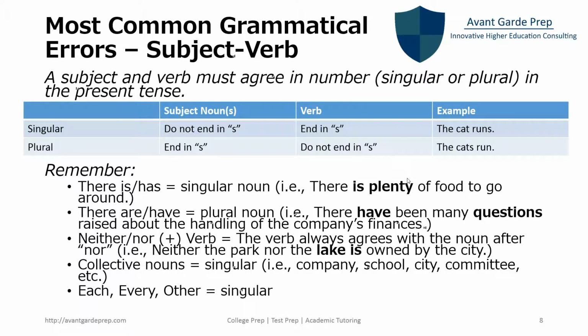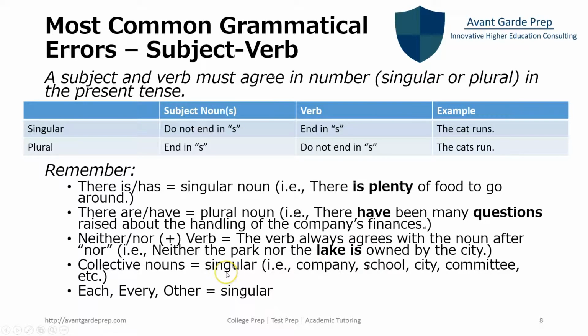Okay, when you have neither nor and then a verb, the verb always agrees with the noun after nor. Like in the example, neither the park nor the lake is owned by the community. Now that's kind of simple because both nouns, the one that came after neither, park, and the one that came after nor, lake, are both singular. But if I put neither the parks nor the lake is owned by the company, then you can realize that it needs to be is, because lake, which comes after nor, is singular.